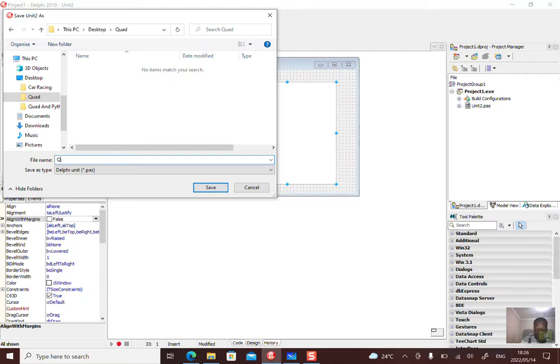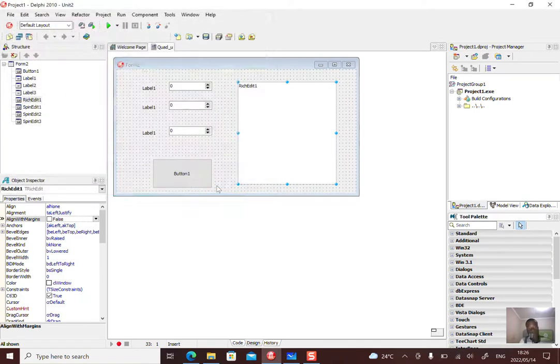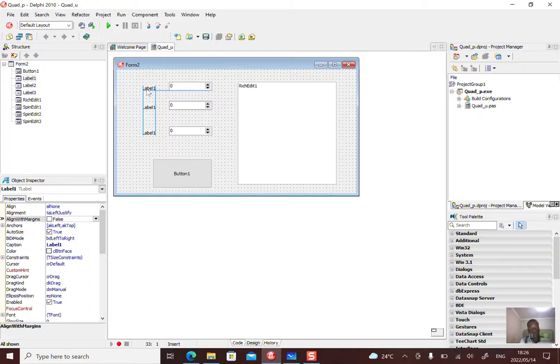So over here I'm just gonna name it quad underscore u, since it's a unit file, and then over here I'm just gonna name it quad underscore p, so as a project file. Right, so let me just edit this.